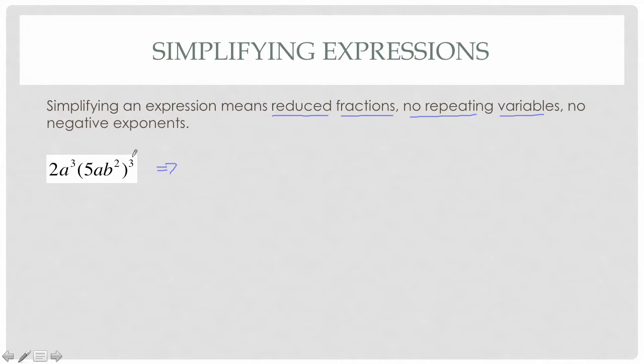I'm going to look first at this exponent of 3, and I know I'm going to use the power of a power rule. Everything inside gets the third power. So I still have 2a to the third, but it's multiplying 5 to the third. That gets the third power. A also gets the third power. I'm going to write it in expanded form and include all the multiplication. And this b squared gets the third power.